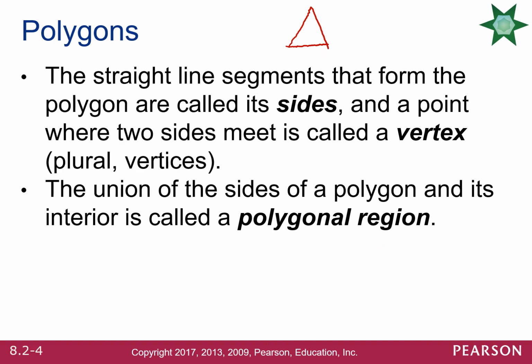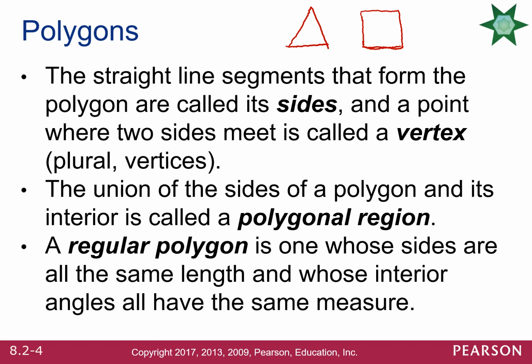Same with maybe a square. All right, so if we take a square, a square is a polygon, all right, with four sides, and this region inside the bounded region by the four sides would be called or referred to as the polygonal region, and that would also include the lines.